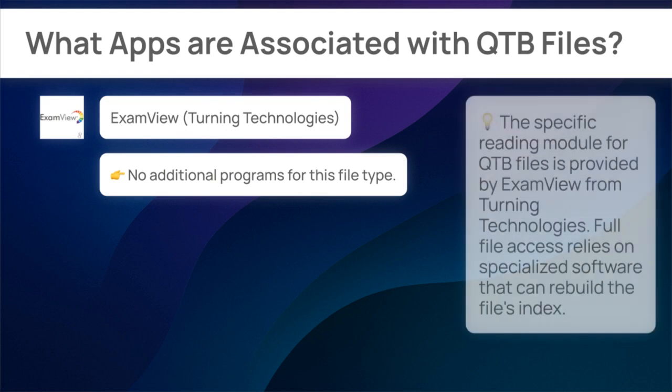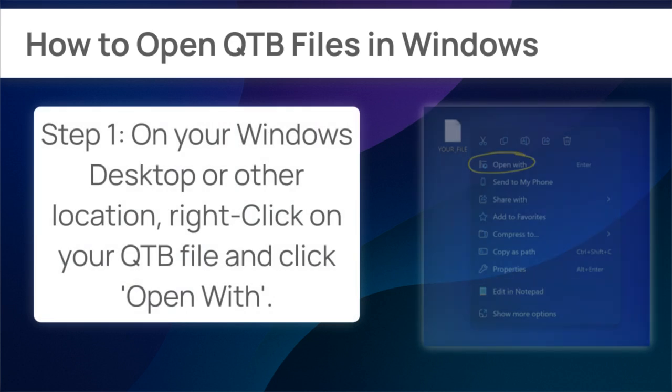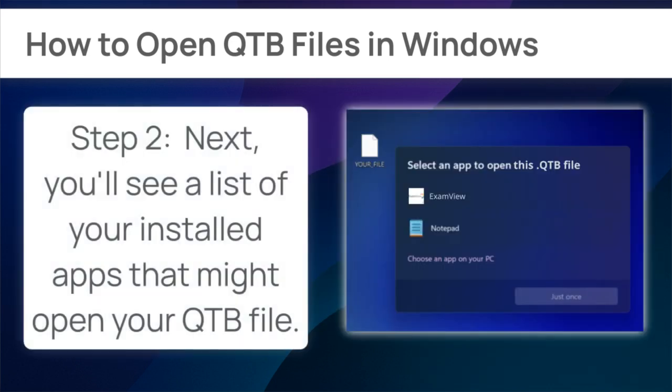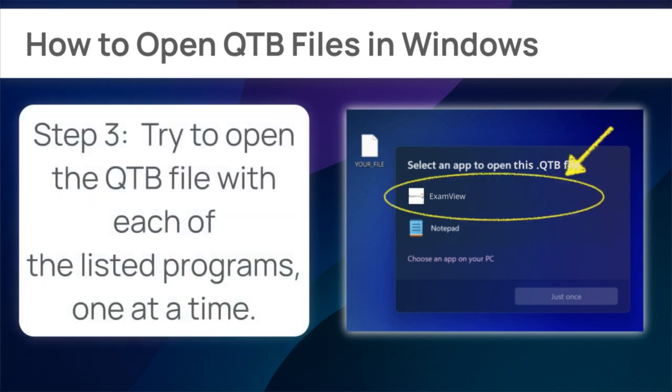Full file access relies on specialized software that can rebuild the file's index. Windows provides a shell-level view, but the data itself must be read by the intended software. Your essential first move: right-click the QTB file and choose Open With. If ExamView is on your system, select it. If not, choose another program. We must find the app that recognizes the format.